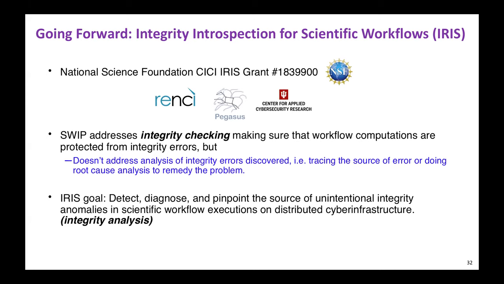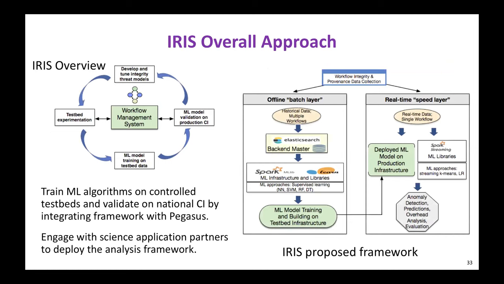So the goal of the IRIS project is to detect, diagnose, and pinpoint the source of unintentional integrity errors in workflow executions. And so we have started work on this project, and the approach is we will develop these unintentional integrity threat models and inject those in a testbed scenario. We'll extend the Chaos Jungle software to be seeded with those threat models, and we'll train those models with data collected on the testbed and build the machine learning models on a testbed scenario, and then we'll apply those machine learning models on production side infrastructure to check whether they can actually help us do a root cause analysis of the integrity errors.